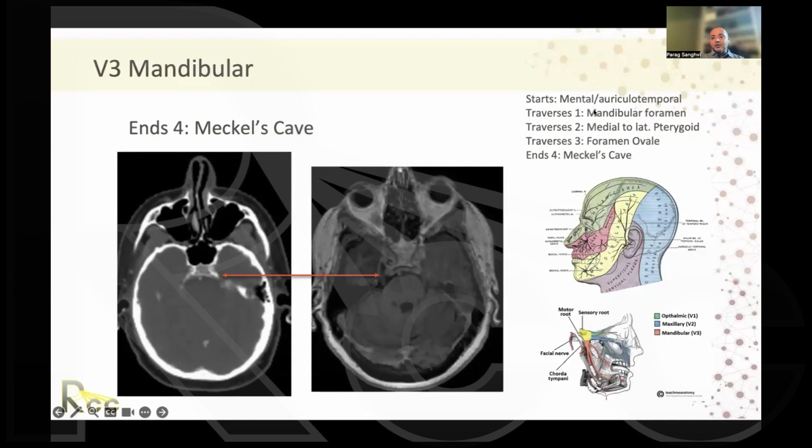So I'll contour the mental foramen. I'll contour the mandibular foramen. I'll contour the peripharyngeal fat right lateral, that is medial to the lateral pterygoid musculature. I'll contour foramen ovale. I'll contour Meckel's cave, and then it's literally connect the dots.